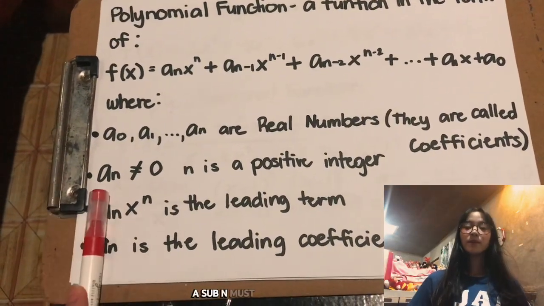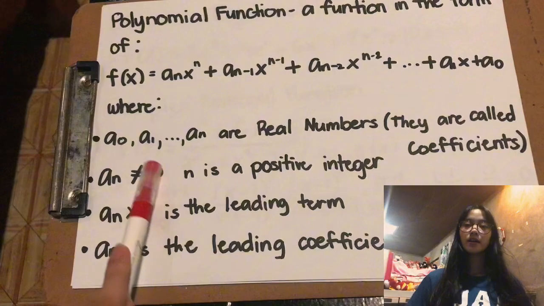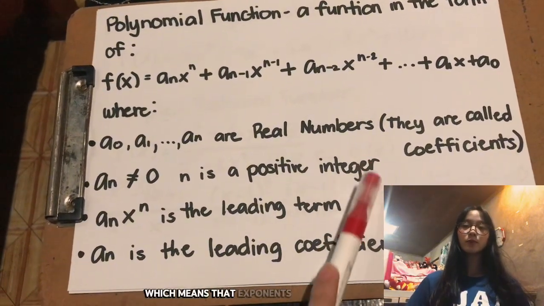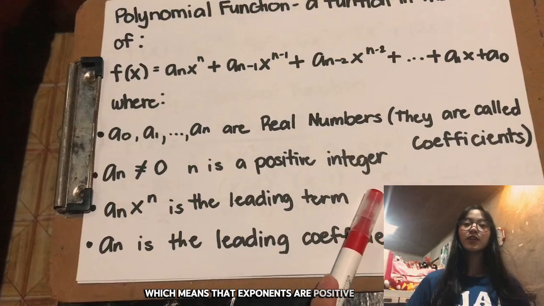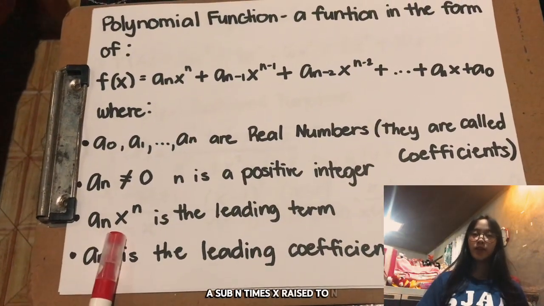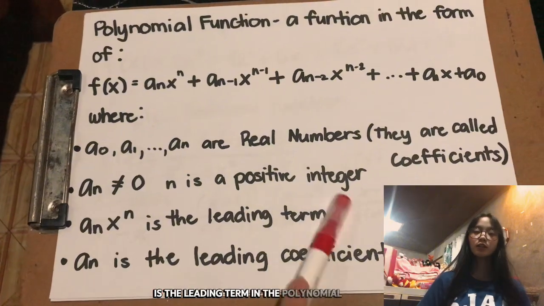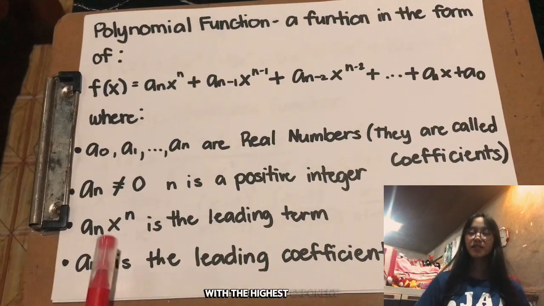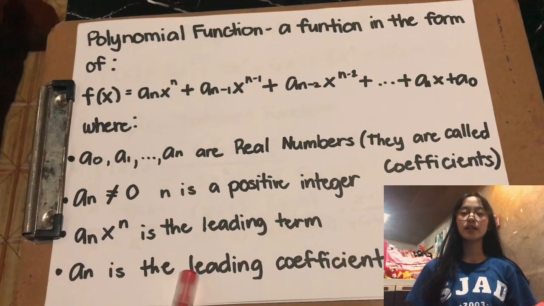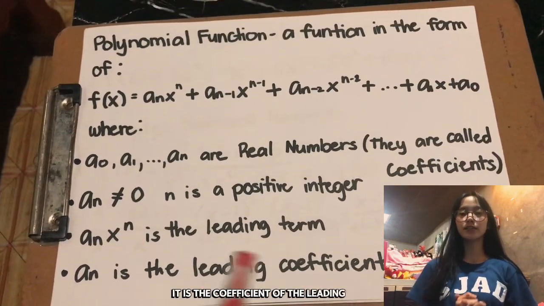But there is a condition. A sub n must not be equal to 0 and n is a positive integer, which means that the exponents are positive integers. A sub n times x raised to n is the leading term in the polynomial function with the highest exponent. A sub n is the leading coefficient. It is the coefficient of the leading term.